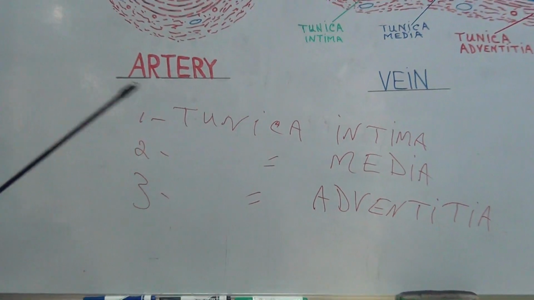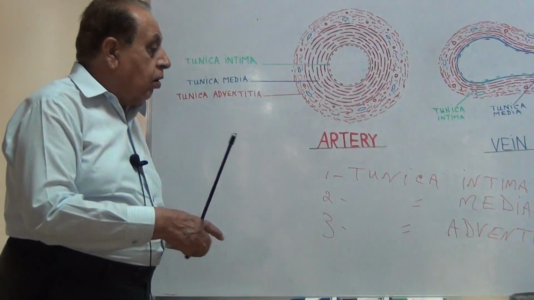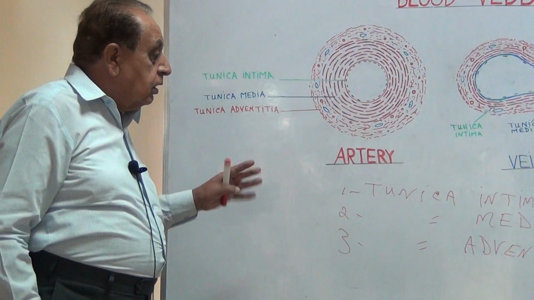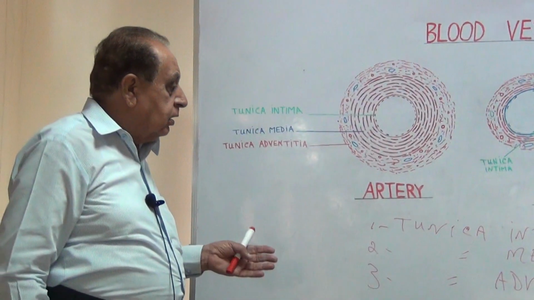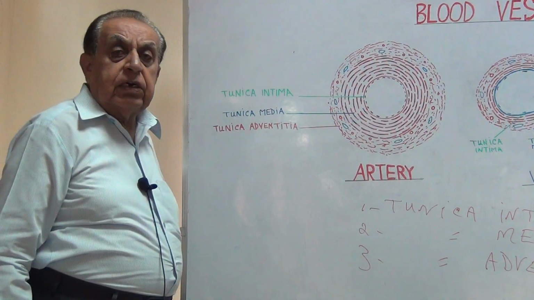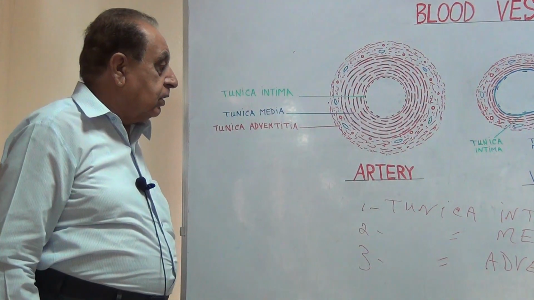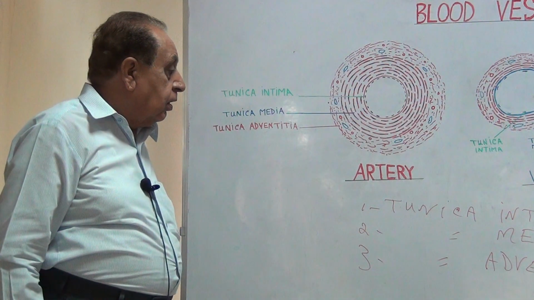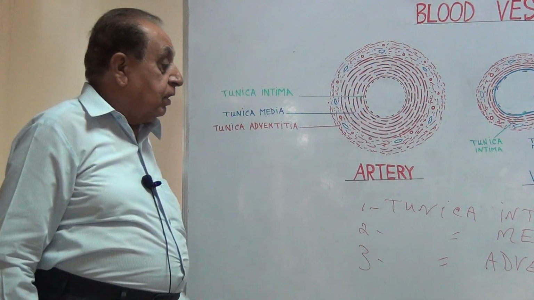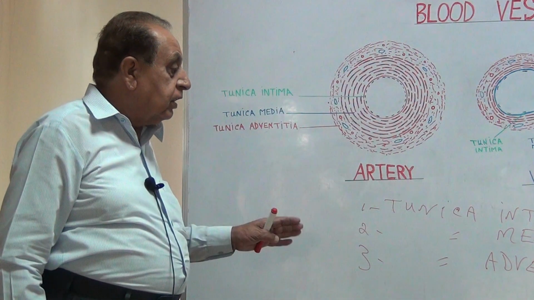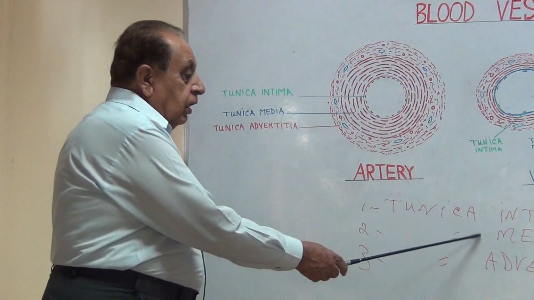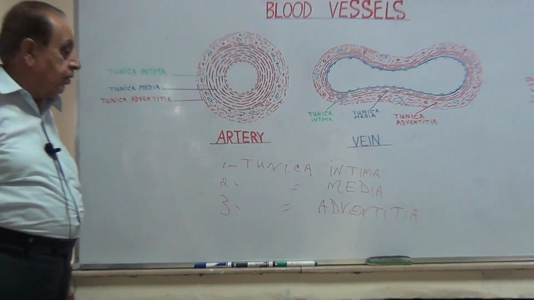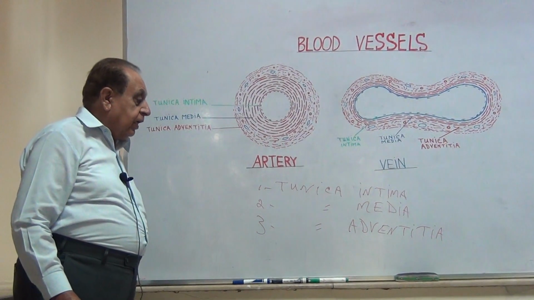So these are the three layers of the blood vessels, but there are variations in different blood vessels according to their size, according to their diameter. The main variation is in the tunica media, the muscular layer.